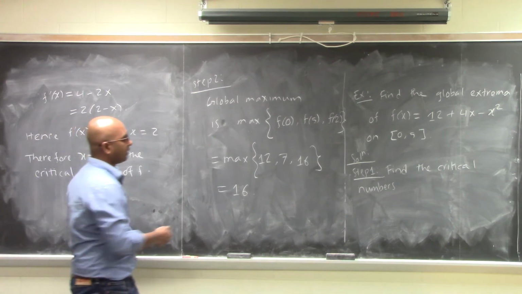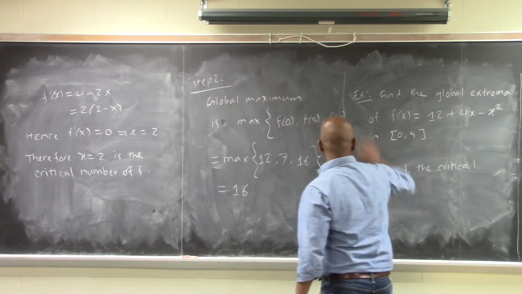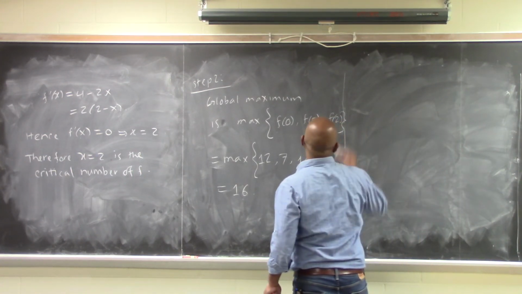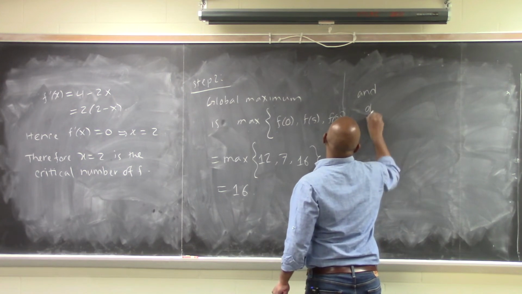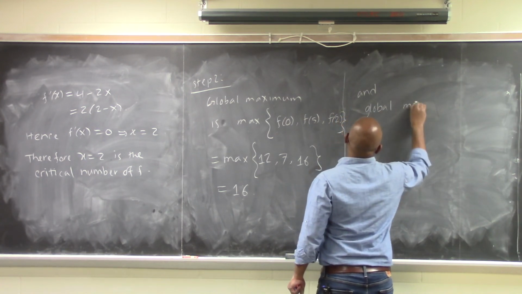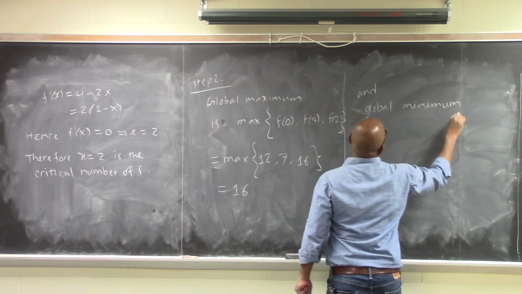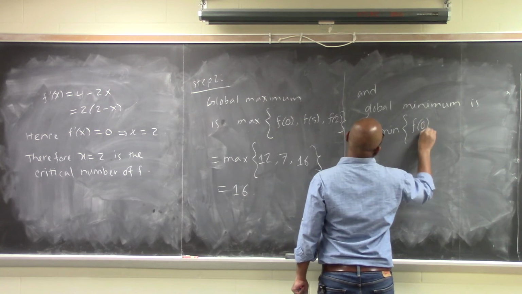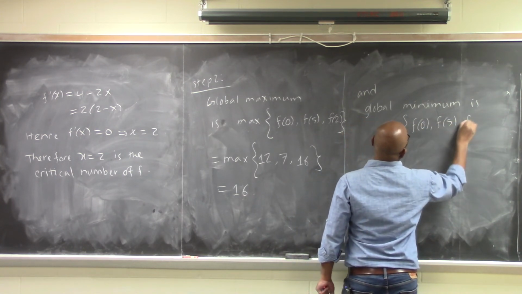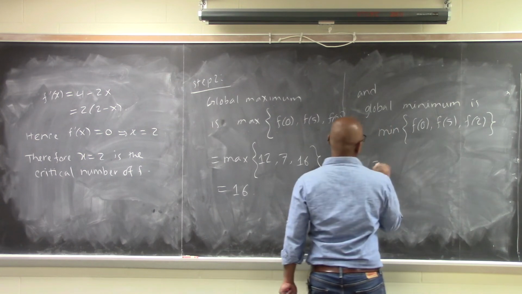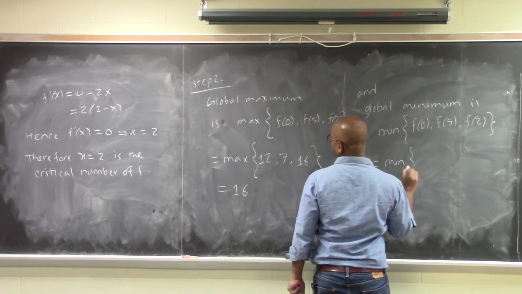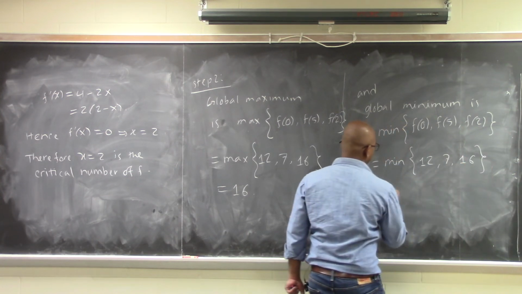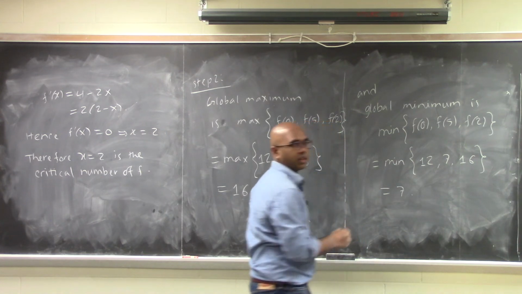Similarly, the global minimum is the minimum of f of 0, f of 5, and f of 2. So this is the minimum of 12, 7, and 16. And what's the minimum of them? 7. So there you go.